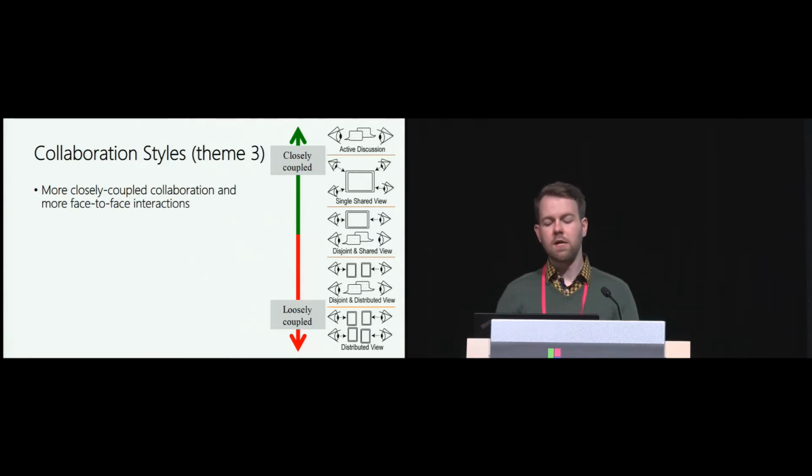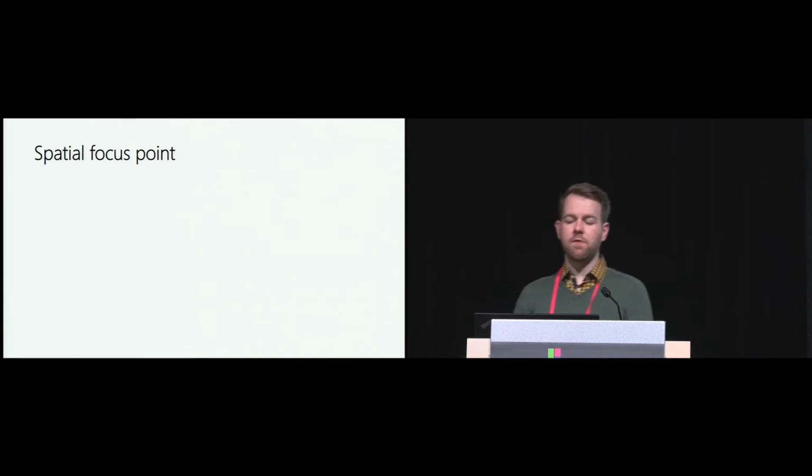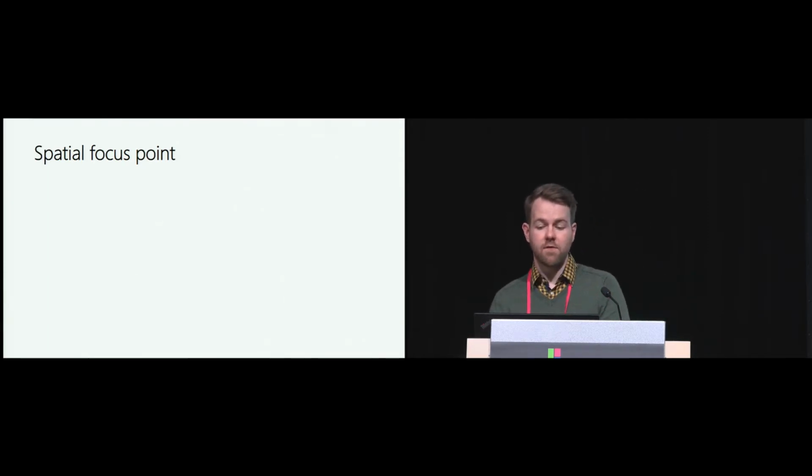the paper. And I would now want to give a few examples of how the overview device was used as a spatial and contextual focus point to allow group members to transition from those loosely coupled collaborations here at the bottom of the screen to more closely coupled collaboration at the top of this figure here. So we found that the overview device acted as a spatial focus point.